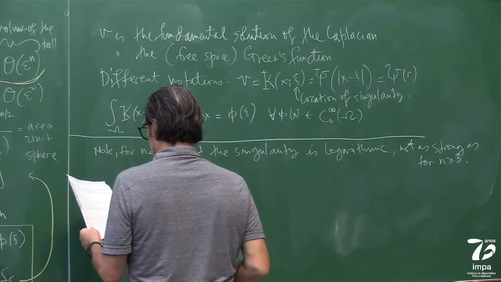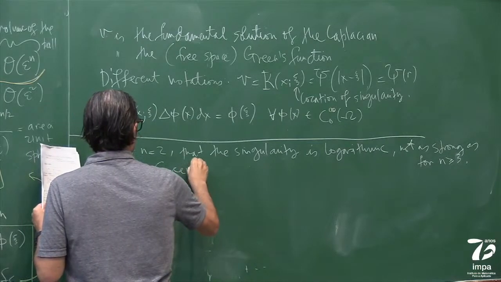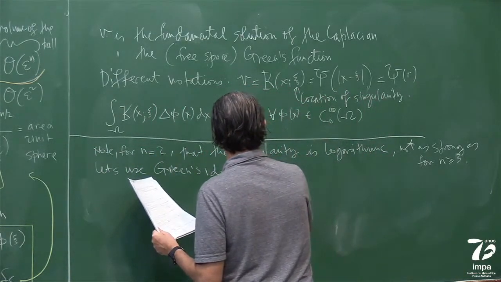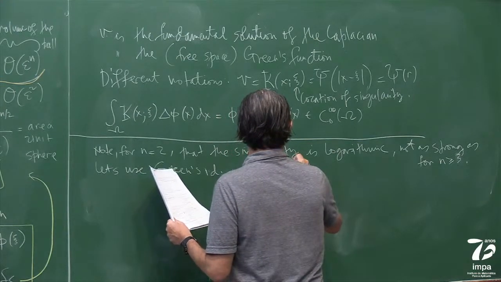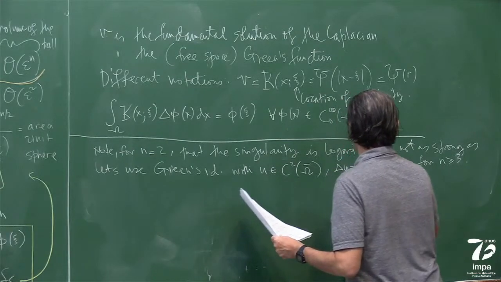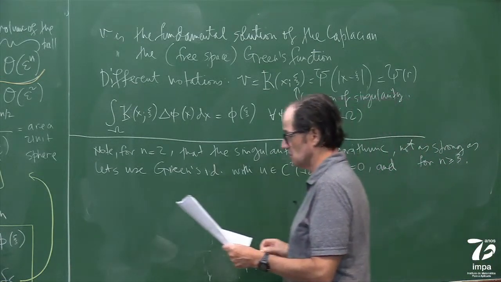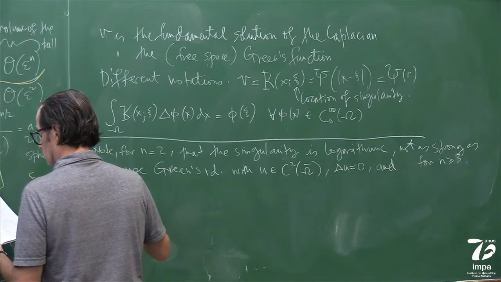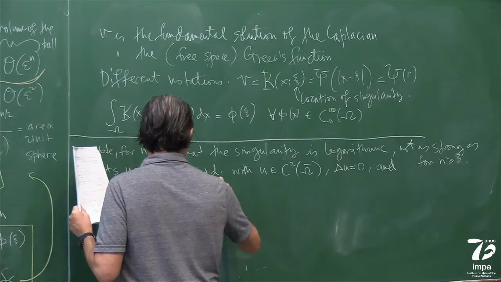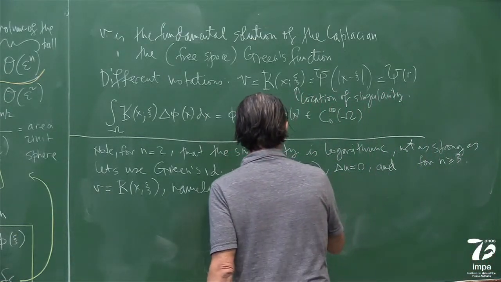Now, another interesting thing. Let's use Green's identity with U in C2, say all the way to the border, a harmonic function. So U now satisfies Laplace's equation, and our Green's function V, namely Laplacian V equal to delta. We get what is called Green's third identity.